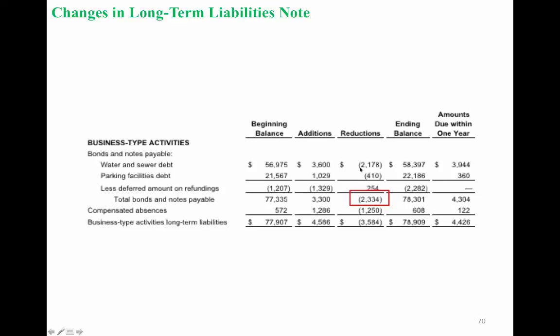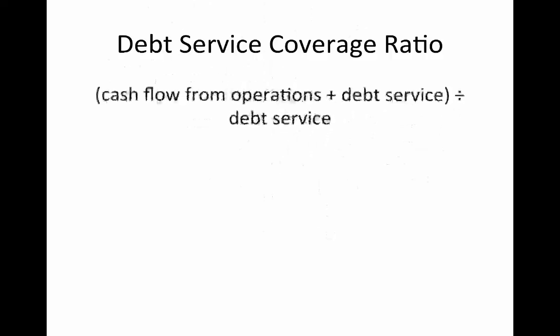And really, when you're doing this, you only want to look at the current period debt service payments, the current period principal. So it may not be as straightforward as you'd like it to be. You may, in fact, need to inquire of the government about what its principal payments were for its business type activities.